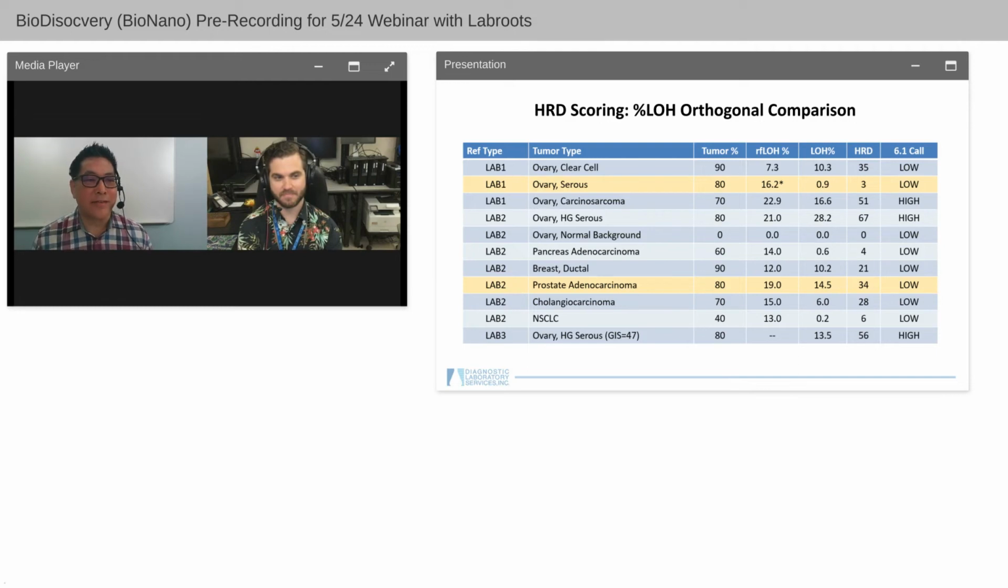So how did we do? Using Zan's and our HRD scoring technique, we wanted to see how we compared to other laboratories that were assessing HRD. And the first was percent LOH.